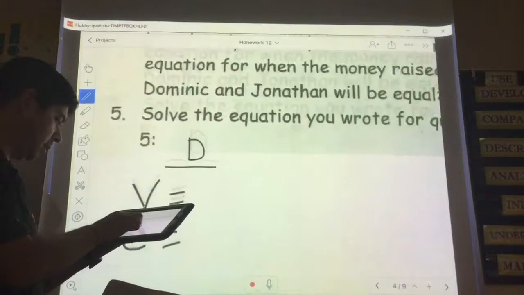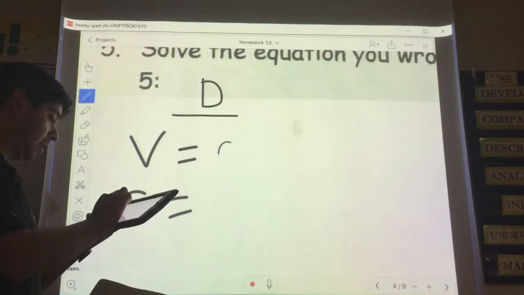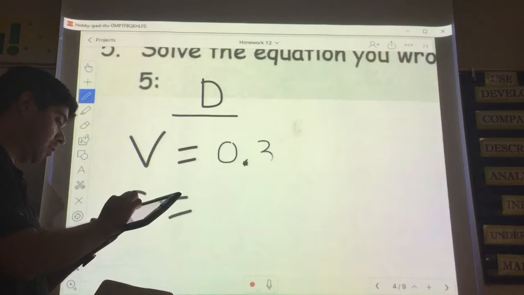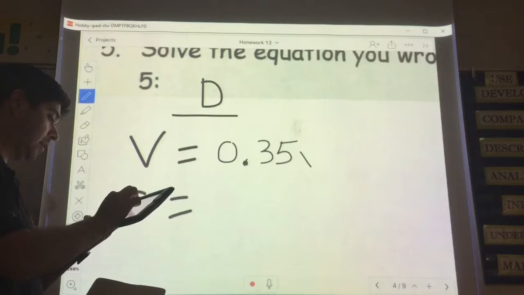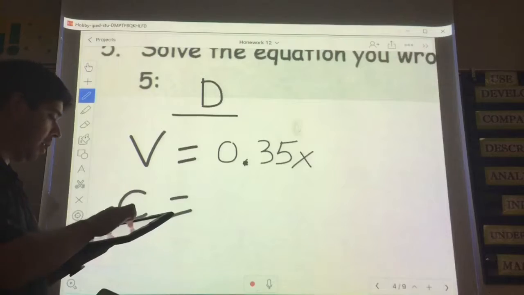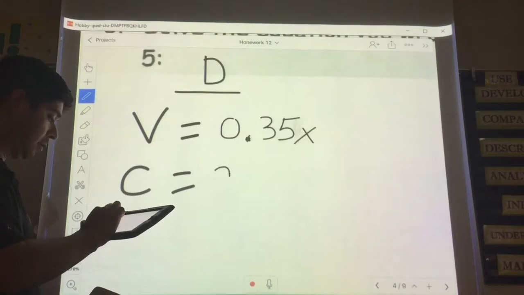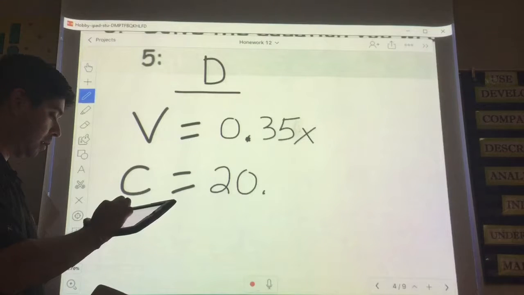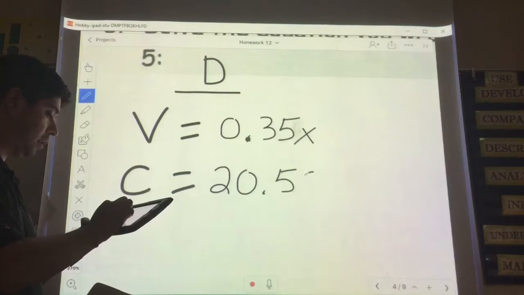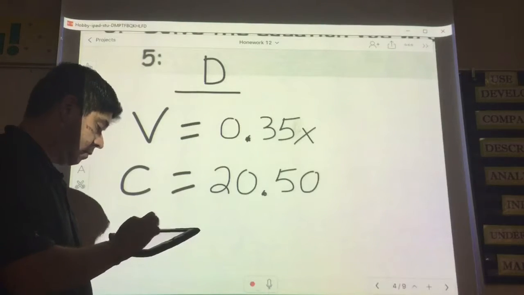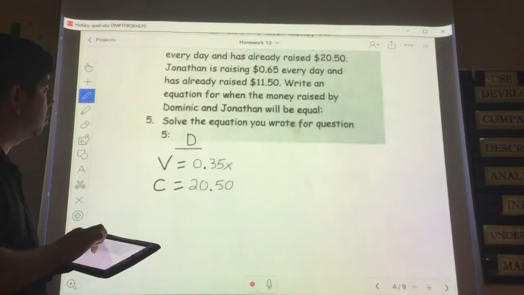So let me zoom in. Dominic is 0.35x. And he's already raised $20.50, so that's my constant, $20.50.